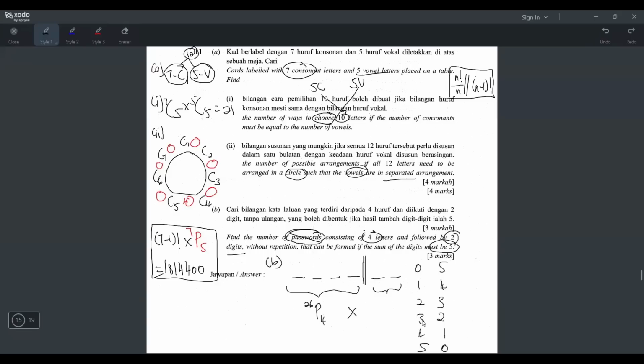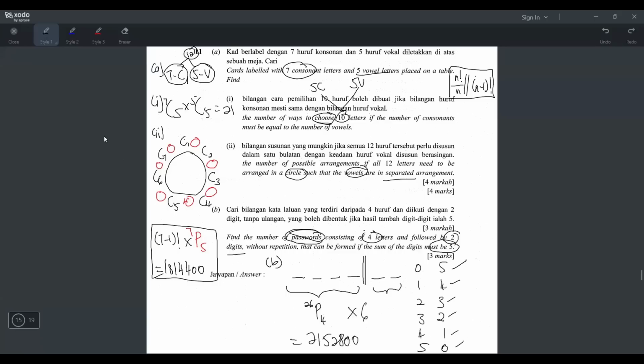What about 6? We cannot have 6 here, because if one of the digits is 6, it's already more than 5 and you still haven't added the other digit. So this is the only combination that can make the sum of the digits 5. How many combinations do we have? 1, 2, 3, 4, 5, 6. So there are 6 of these, so you times 6. Now you can press the calculator: 26P4 times 6. My calculator gives me 2152800. So that is the answer.